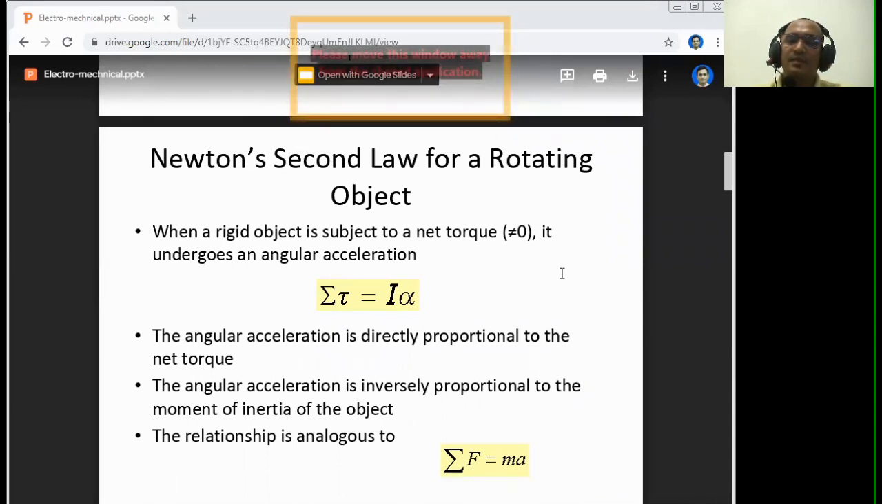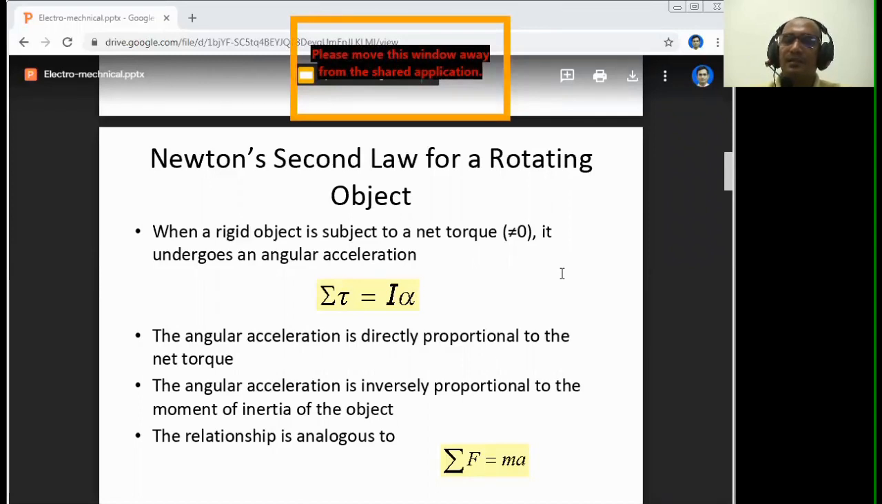In the case of a rotational system, torque is proportional to angular acceleration. That means whenever the mass is greater, that is, the moment of inertia is higher, then for a particular application of rotational force, the angular acceleration must be lower. So think about how they are analogous: tau is I alpha and F is ma. Here alpha is angular acceleration, a is linear acceleration, tau is the angular or rotational force, and F is the linear force.